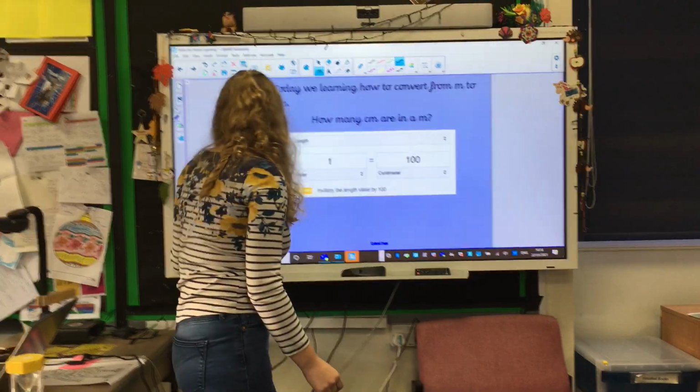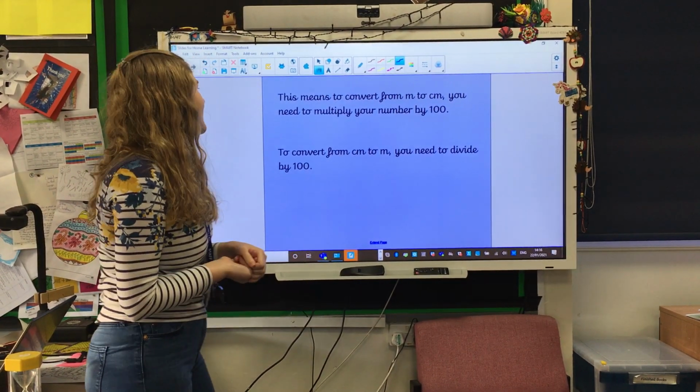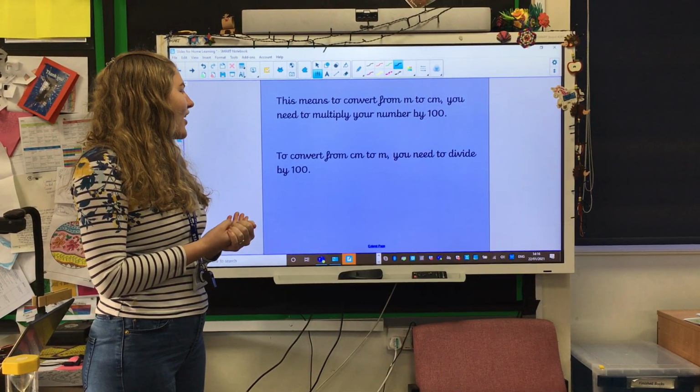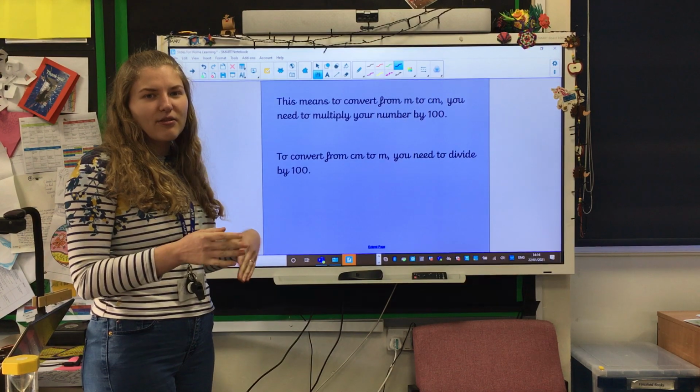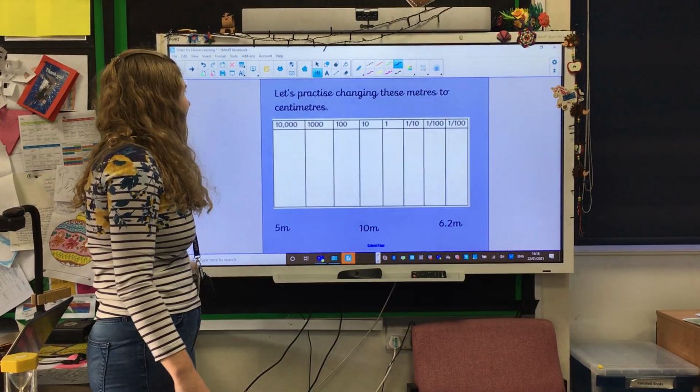So, this means to convert from metres to centimetres, you need to multiply your number by 100. And to convert from centimetres to metres, so the other way, you need to divide by 100. And that's what we are going to be doing today, year 4.